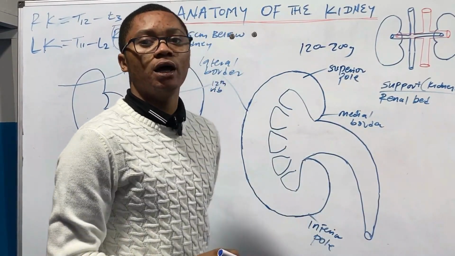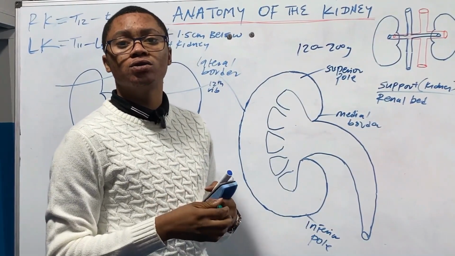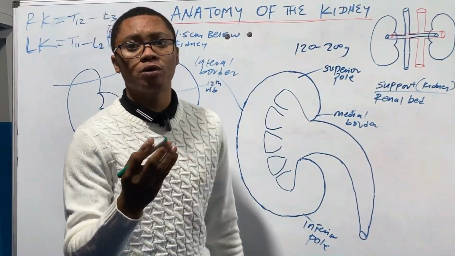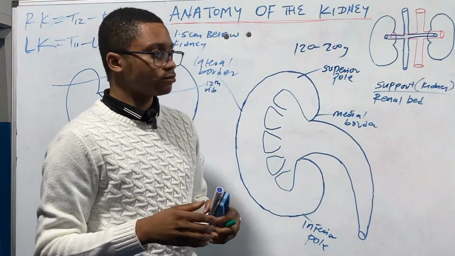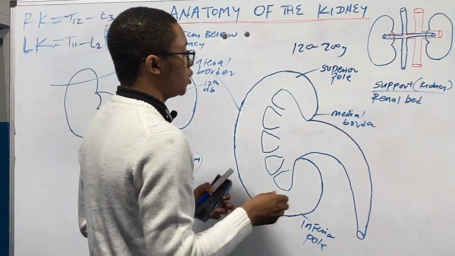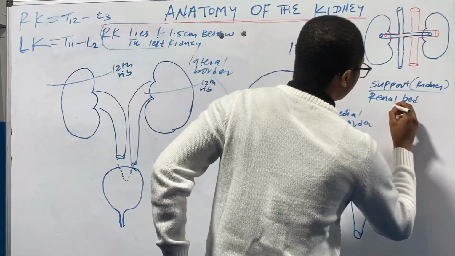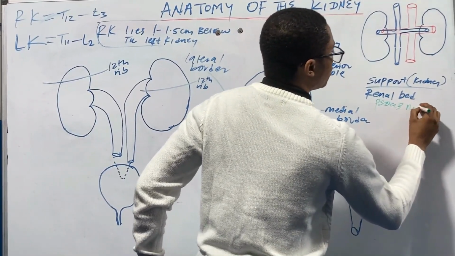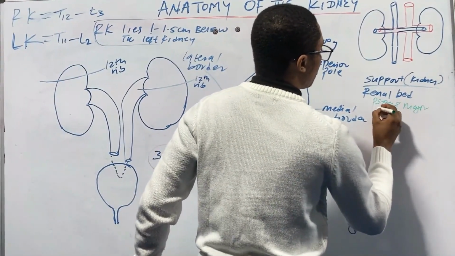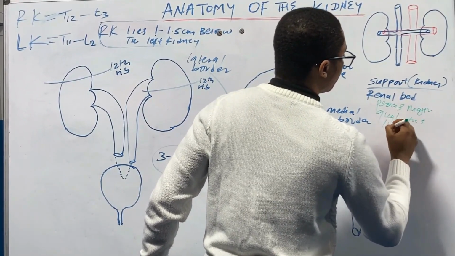As I said earlier, the renal bed consists of the psoas major and the quadratus lumborum. The quadratus lumborum lies laterally, while the psoas major lies medially. So let's write the psoas major here. The renal bed consists of the psoas major and the quadratus lumborum.